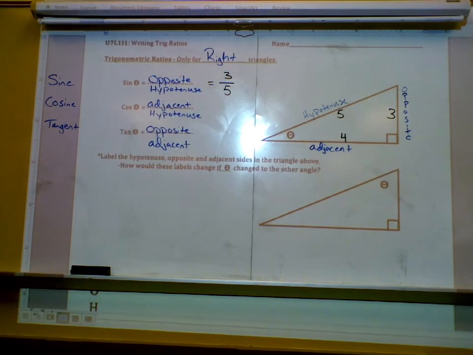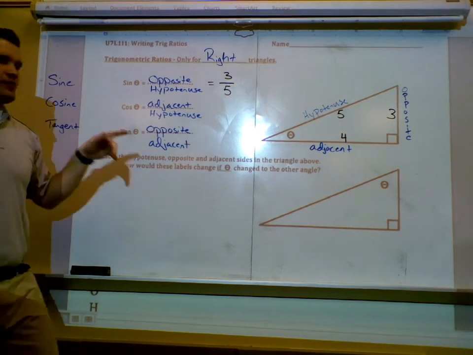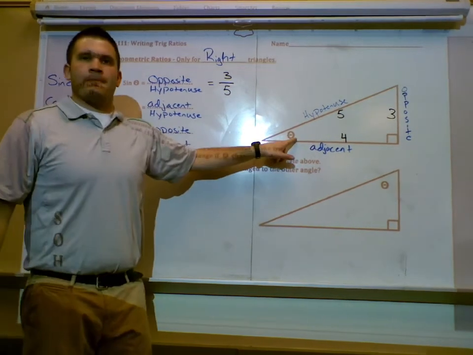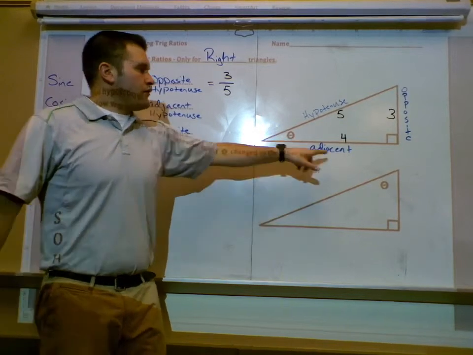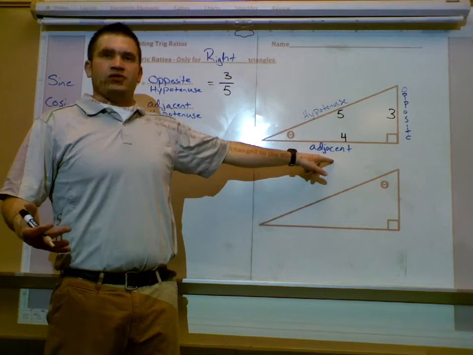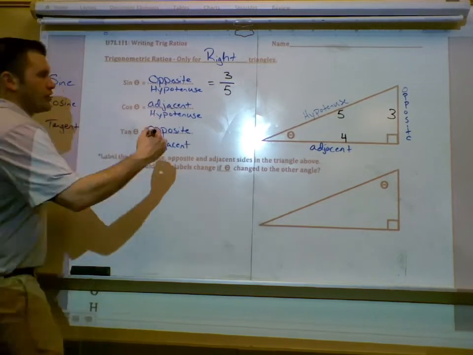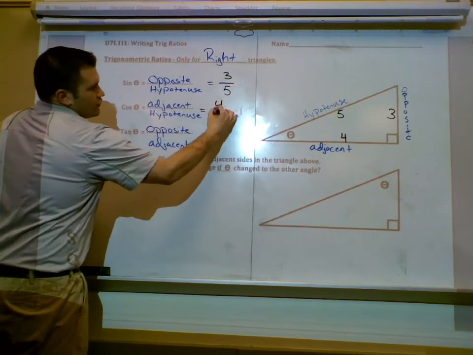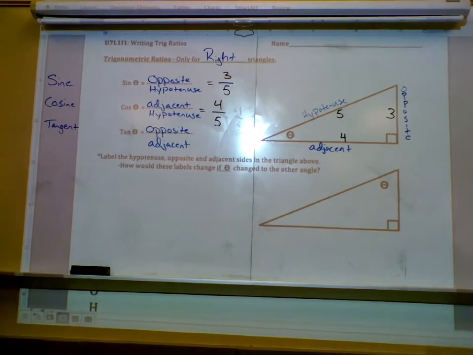Okay. Does that make sense? Cosine: adjacent over hypotenuse. So which number is adjacent? The one next to theta. 4, right? 4 is adjacent, isn't it? Which one's the hypotenuse? 5. So the cosine ratio is 4 over 5.